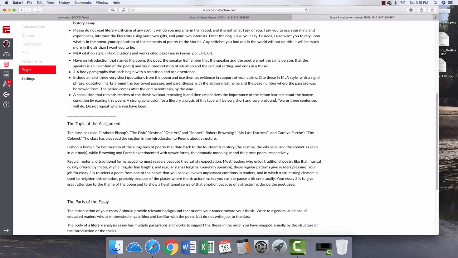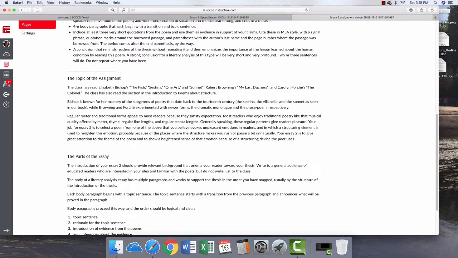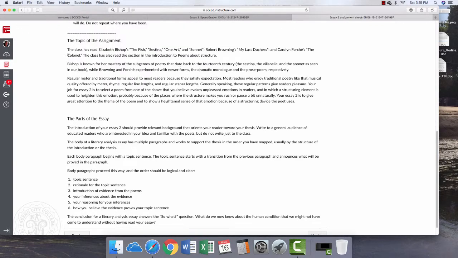They need to be in MLA style: signal phrase, always, quotation marks around the borrowed passage, parentheses with the author's last name, the page number where the passage was borrowed from. Okay. Conclusion that reminds readers of the thesis without repeating it and then emphasizes the importance of the lesson learned. The topic of Essay 2 again.